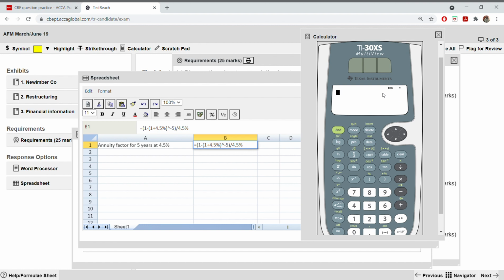So what can you do? Now you can do this step by step if you want. 1 minus, 1 plus 0.045, close the bracket, to the power minus 5. Enter. Divide this by 4.5%. Now you'll be getting this. But let us try once more to do it in one go.